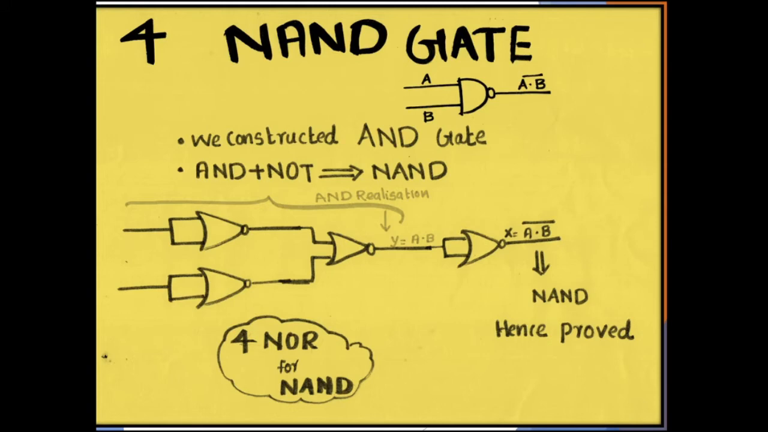Next, I will implement NAND gate. Since we constructed AND operation with NOR gates, now it is quite simple to obtain NAND. Simply you want to invert the AND realization output.